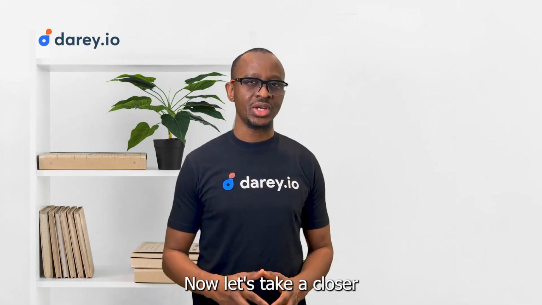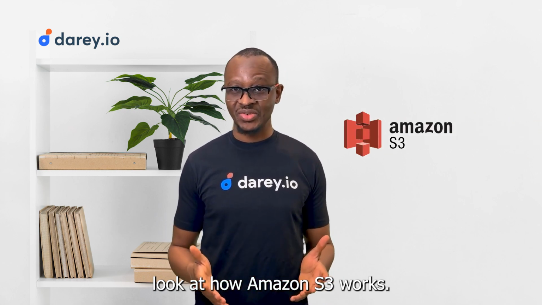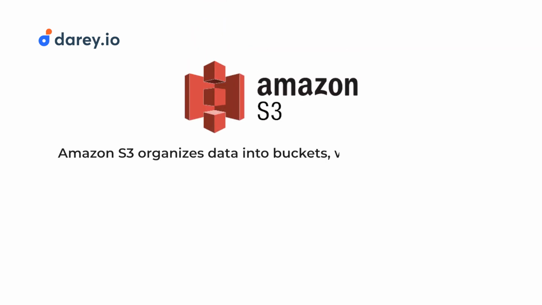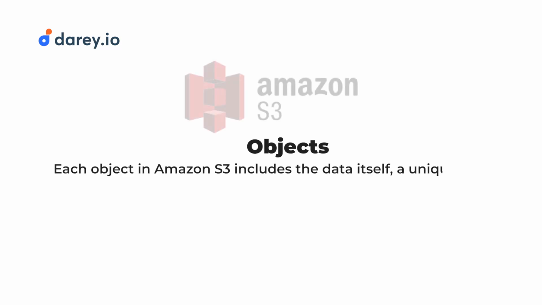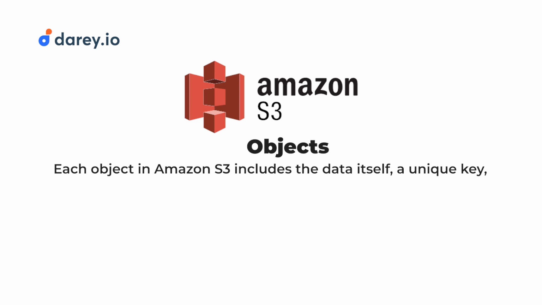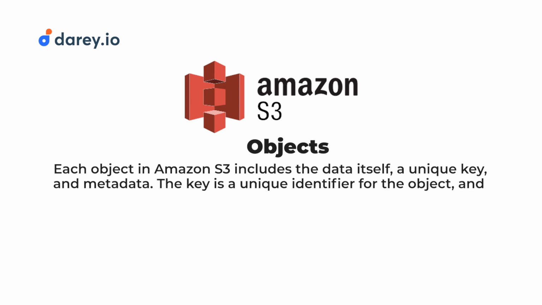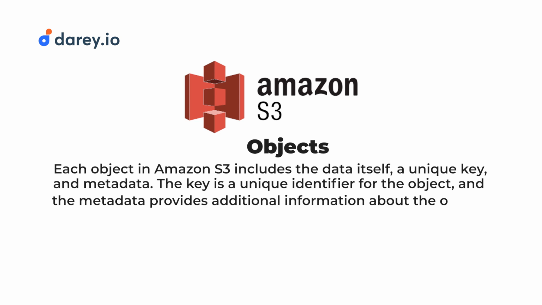Now, let's take a closer look at how Amazon S3 works. Amazon S3 organizes data into buckets, which are containers for objects. Each bucket has a unique name and can store an unlimited number of objects. Here's what you need to know. Objects. Each object in Amazon S3 includes the data itself, a unique key, and metadata. The key is a unique identifier for the object, and the metadata provides additional information about the object, such as its size, type, and creation date.